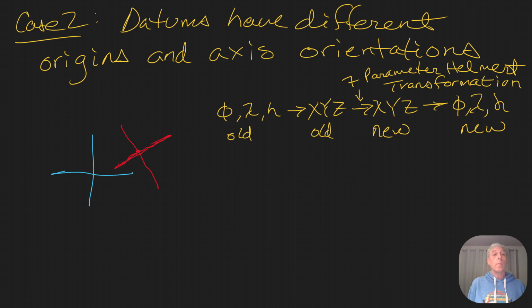Now, case 1 and case 2 are both cases in which we have a mathematical way or a mathematical method to go from one datum to the next datum. But with datums, that isn't always the case. Usually we have case 3. So case 3, that's where there is no mathematical transformation.